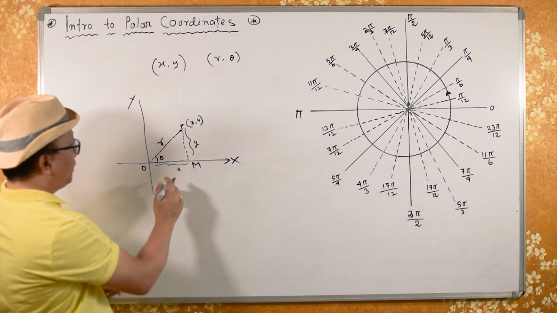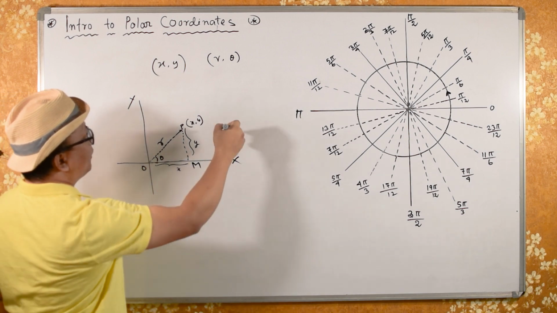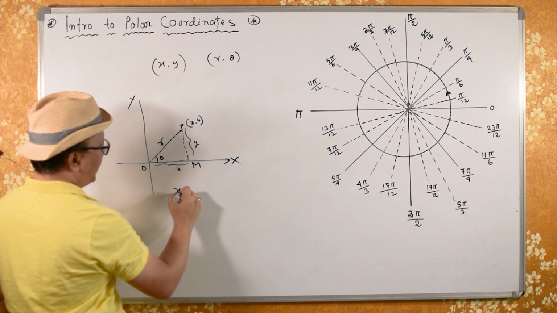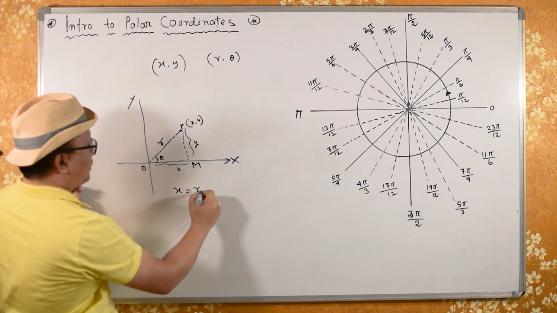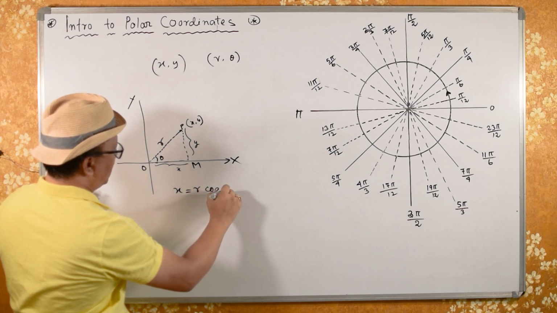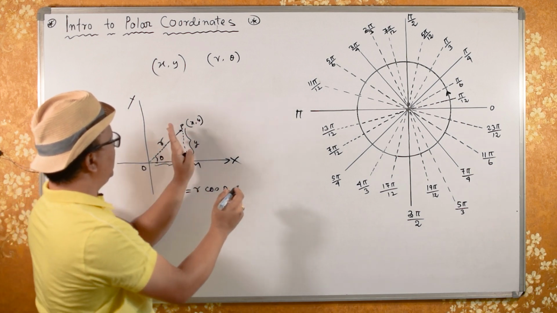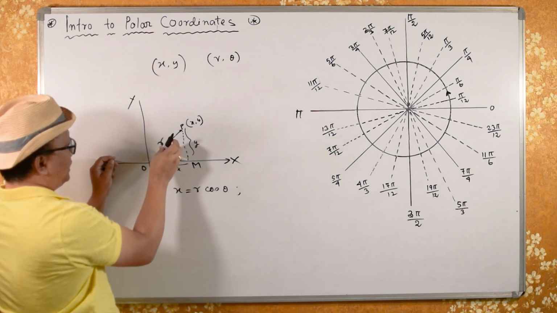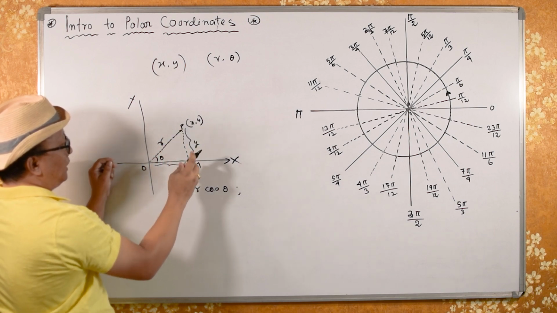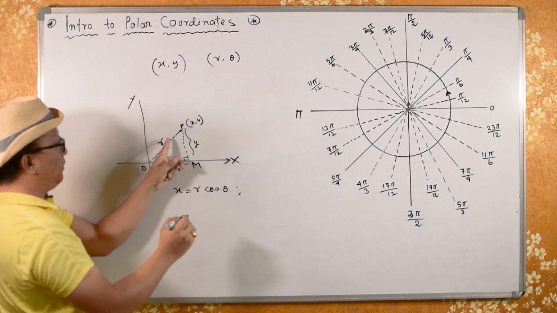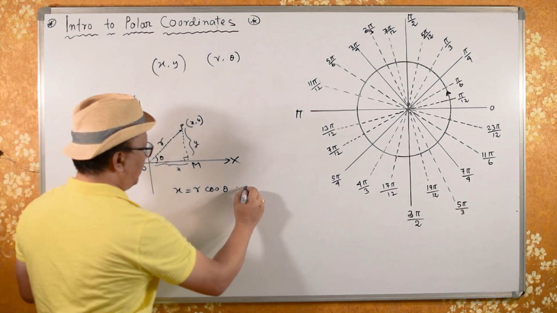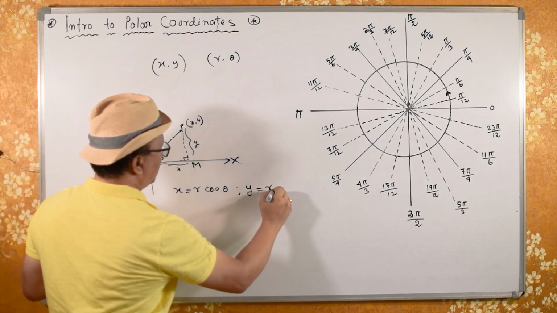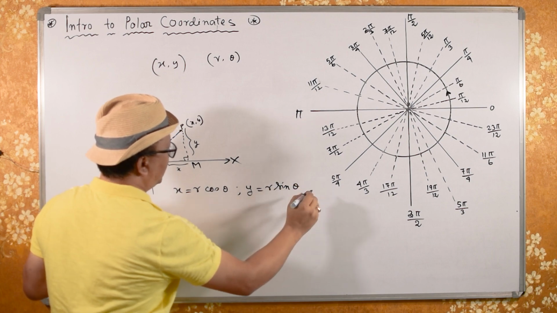Now, in terms of polar, we can say x equals r times, in this line, cos theta. Or in this form, since this is 90 degrees, this will be 90 minus theta. Therefore, this y will be r sine of theta.